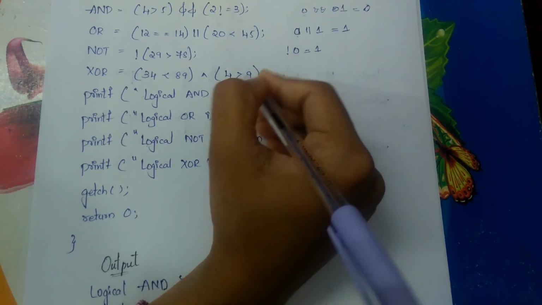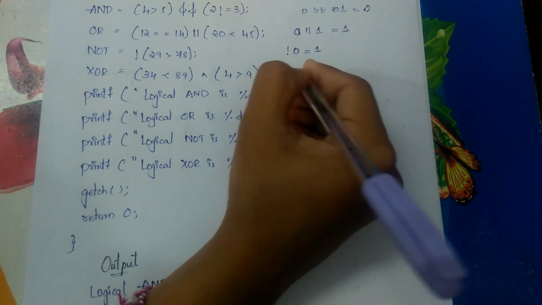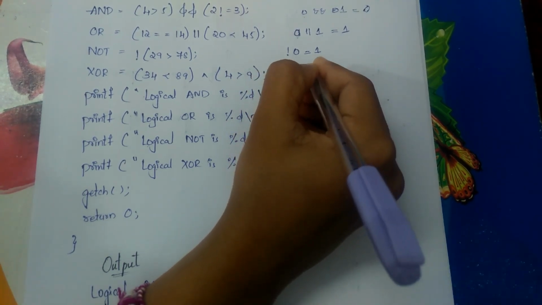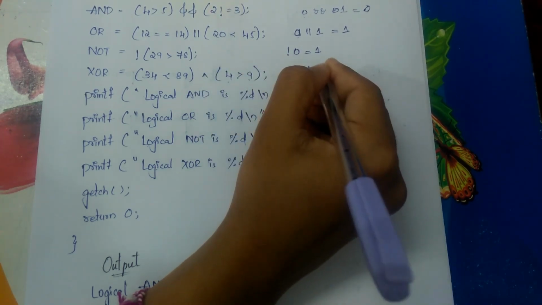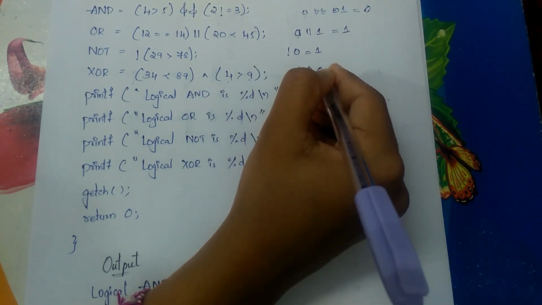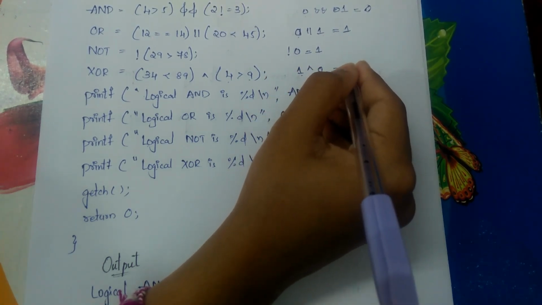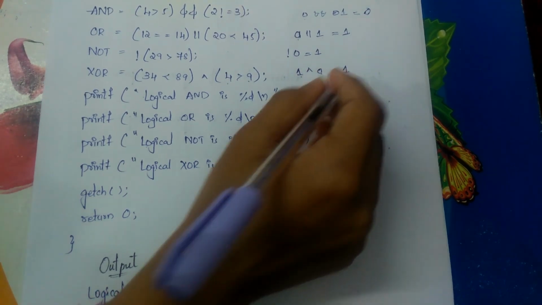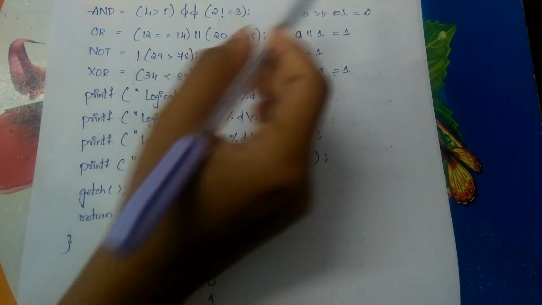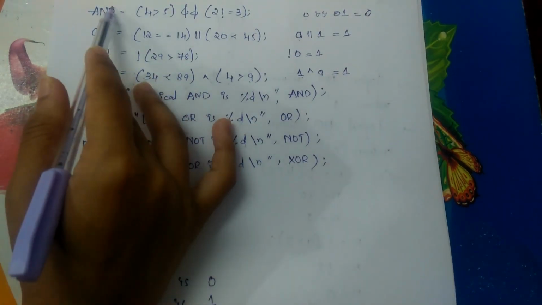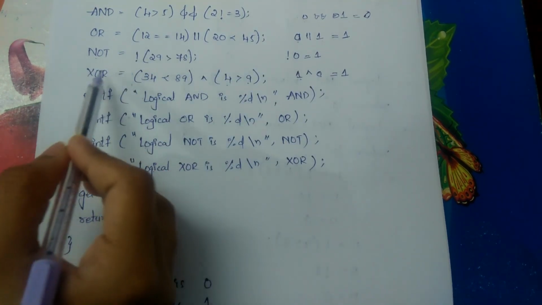Then next one, 34 less than 89. The statement is true, so that is 1. And logical XOR of 4 greater than 9. The expression is false, so it returns 0. Now 1 logical XOR 0 is equal to 1. So the 0 value will be stored in and, 1 will be stored in or, 1 will be stored in not, and 1 will be stored in xor.